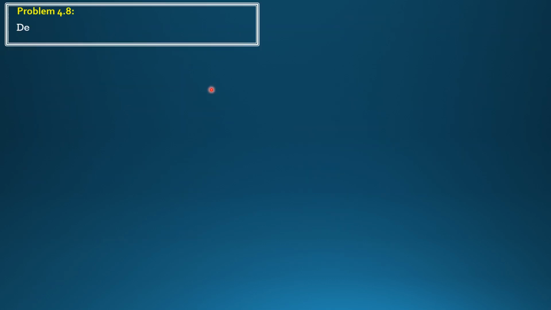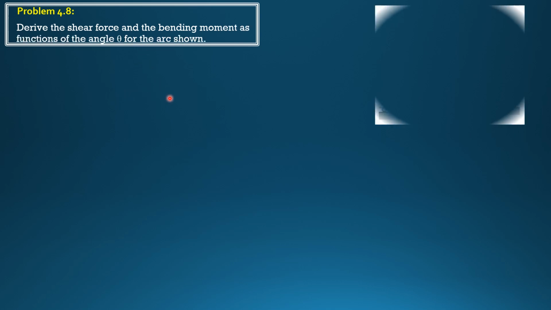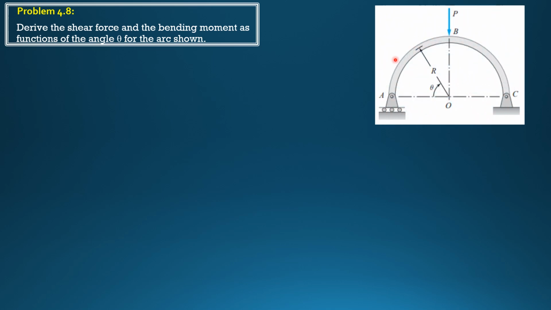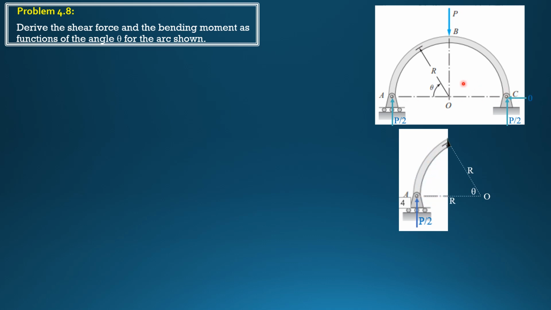So let's have problem 7. Derive the shear force and the bending moment as functions of the angle theta for the arc shown. So let's section this portion AB, and that sectioning should be through point O because this is a semicircular arc. So by symmetry of the loading, this is half of P, this is also half of P. Then let's consider, of course, Cx is 0. Let's consider this portion here.